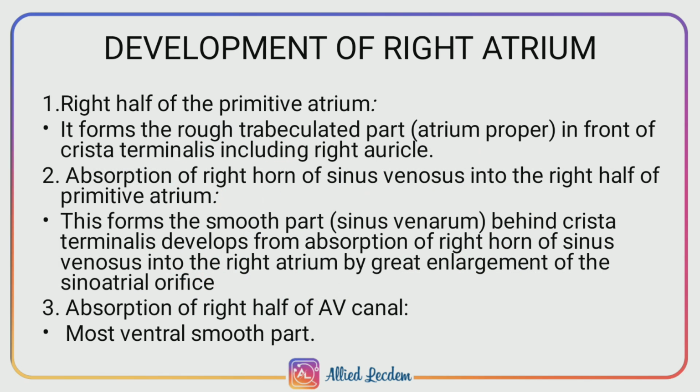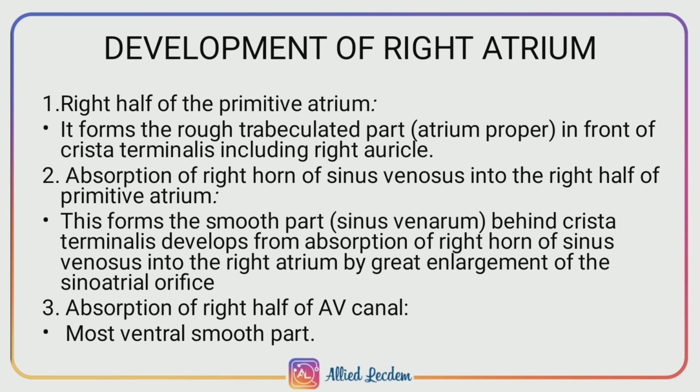Development of the right atrium. The main right atrium is derived from three sources. They are: first, the right half of the primitive atrium. It forms the rough trabeculated part in front of the crista terminalis, including the right auricle. Second, absorption of the right horn of the sinus venosus into the right half of the primitive atrium.